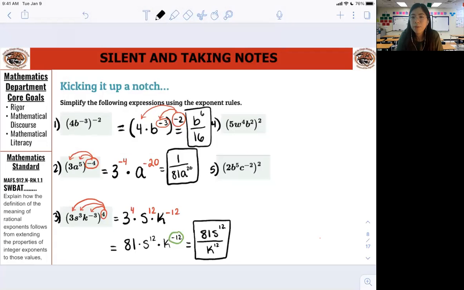Juan says, can't you remove the powers of 12? You cannot. The only time where you can do that, Juan, is if you have the same base. But since I have an S and then I have a K, those don't match, right? So you can't just get rid of them because that would not make any sense. They have to match.